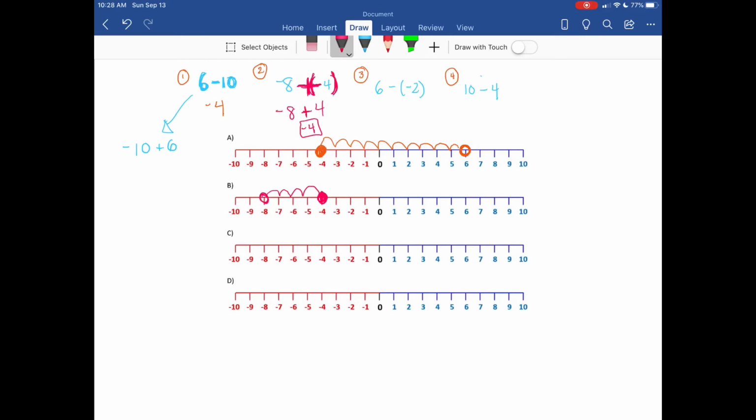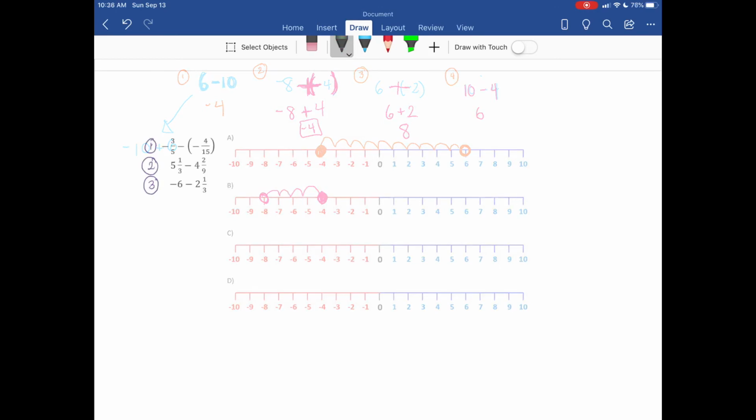And here's 3. 6 minus -2. A negative times a negative is a positive. So then that gives me 6 plus 2. And that one's a little clearer. That's 8. And then 4 is our tried and true, what we used to see back in elementary school. We've got a 10. We're subtracting 4 from it. 10, take away 4, leaves us with 6.